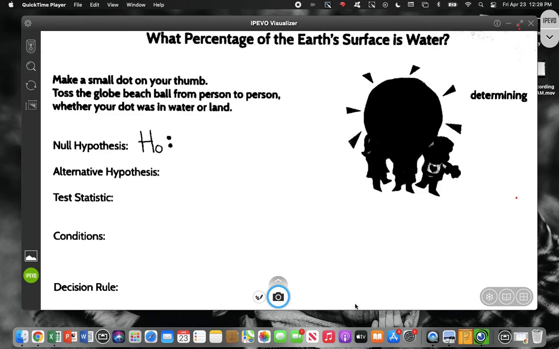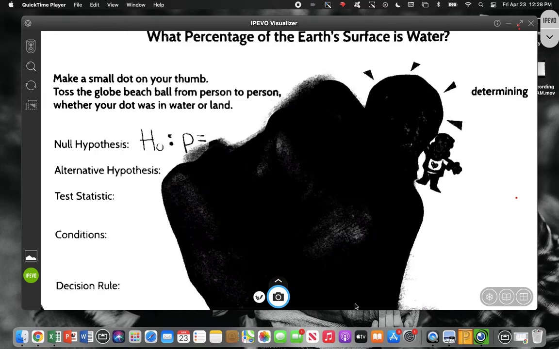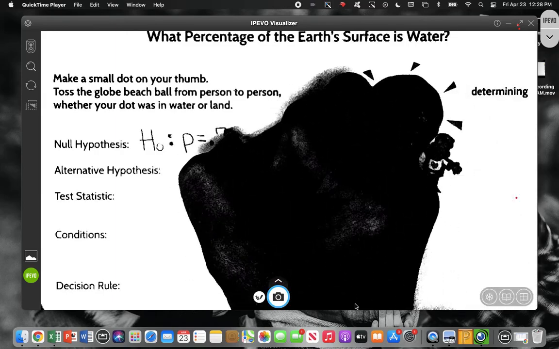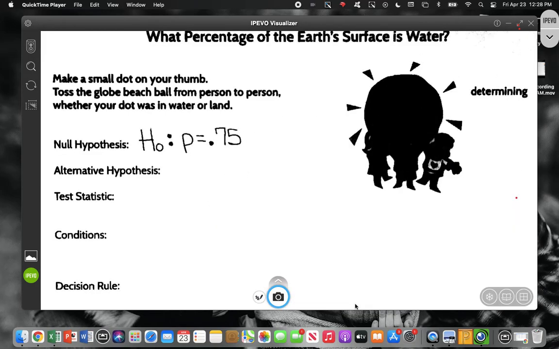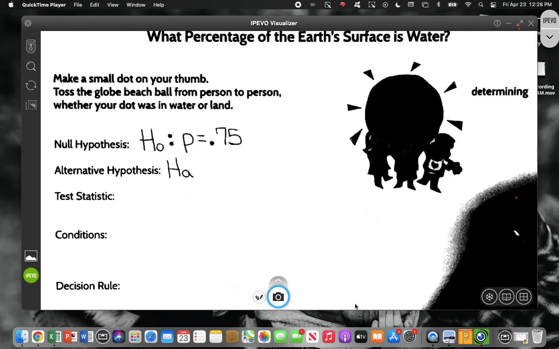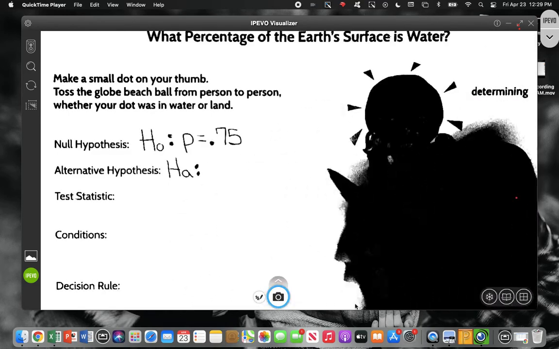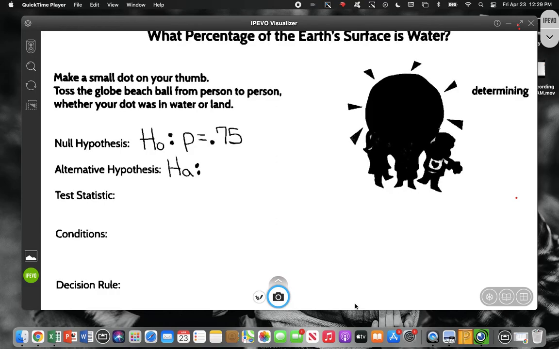Why not? All right. So on this one, we were told by Siri that the proportion of the water on Earth was 75%. Now, I didn't believe that. What was my alternative? Is that more than 75 or less than 75? Whenever you do the alternative hypothesis, you don't ever give an exact answer. I thought it was 71. So you're either going to say greater than 0.75, less than 0.75, or not equal to.